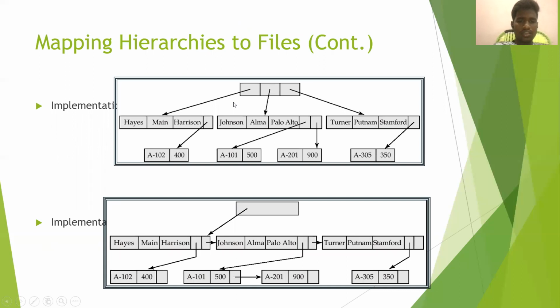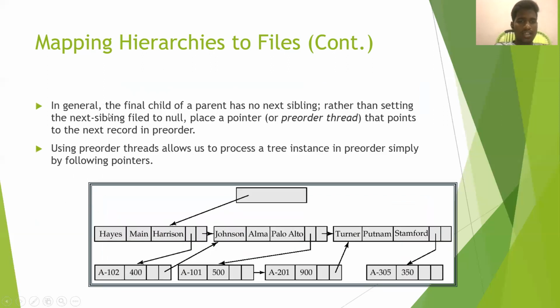Here you can see the implementation. This record is pointing to its record, and this is pointing to the next record, and hierarchically it is pointing to its child. Here it is pointing to two siblings, this one and this one. This is the implementation of hierarchies to files.